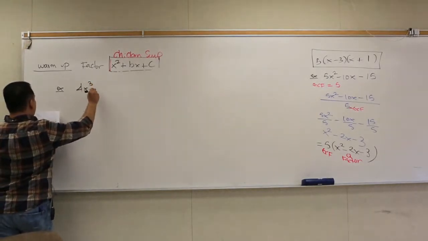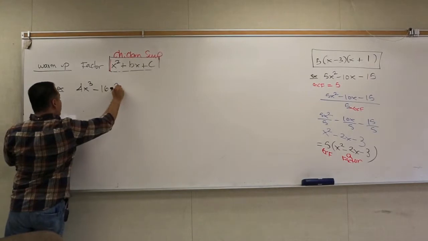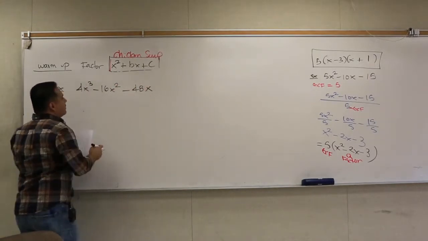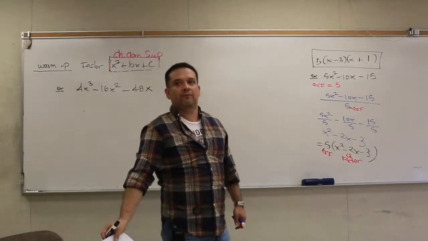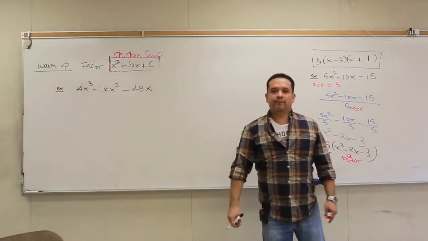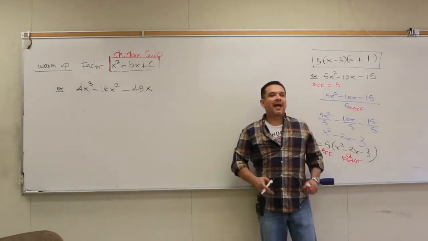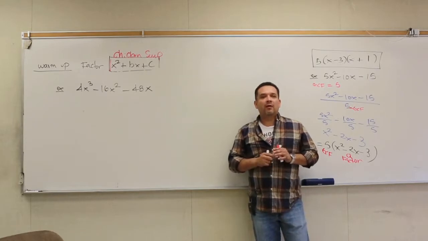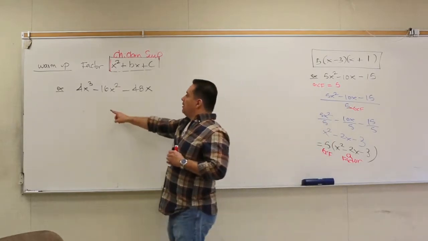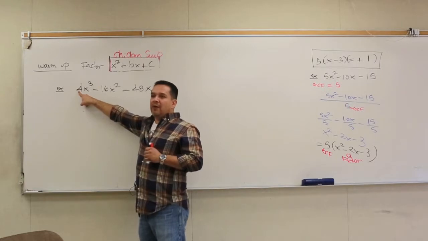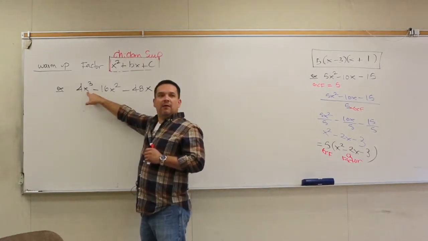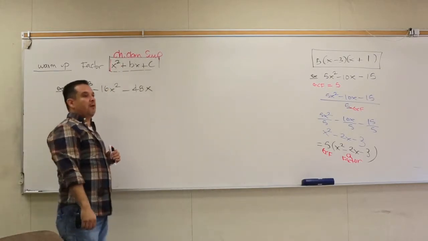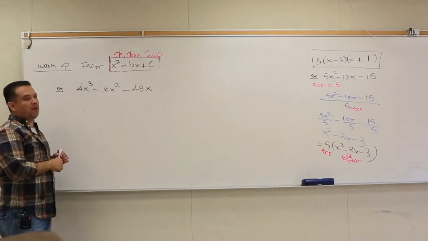4x cubed minus 16x squared minus 48x. Is that chicken soup? How do you know this is not chicken soup? Yeah, take a look. That number is a 4. That's not 1, right? Then what do you know about this x? It's to the third power. It's supposed to be the x to the second power. That's not chicken soup. So if it's not chicken soup, what's your strategy?